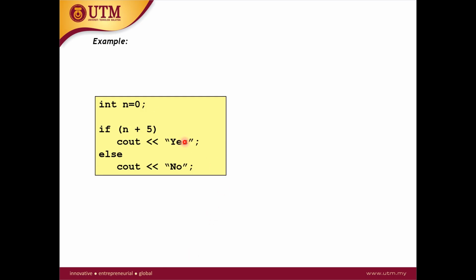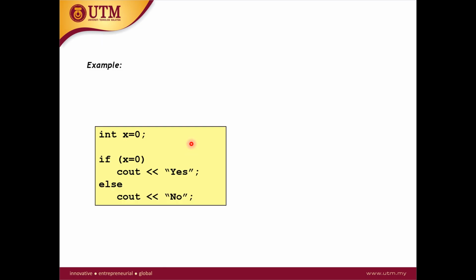In this example we have int n equals 0, if n plus 5. It's not a boolean, but it evaluates to boolean. n is 0, that means it's false, but 0 plus 5 is going to be 5, and 5 is true, so this condition is true. This part is going to be executed, so the output is going to be yes.